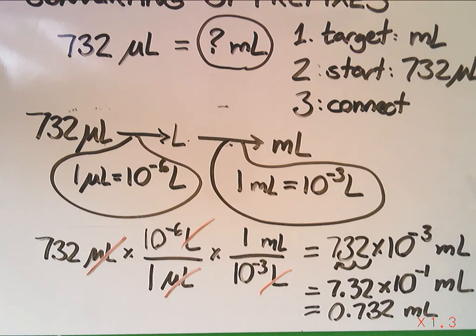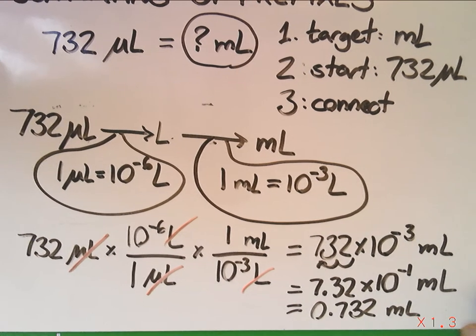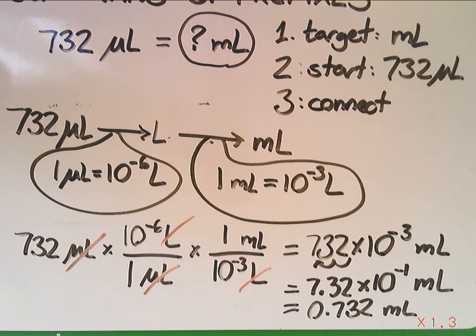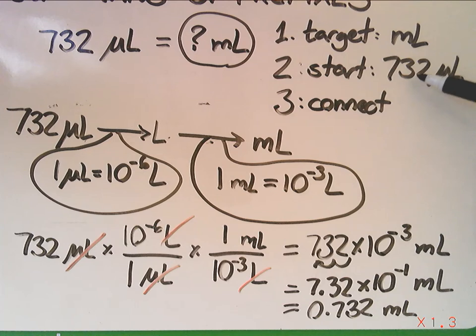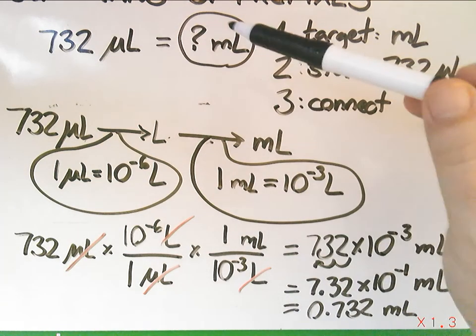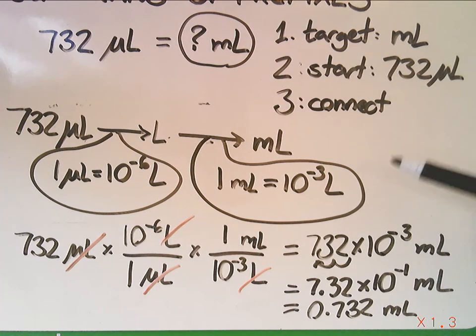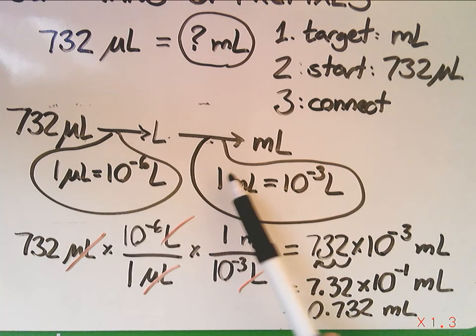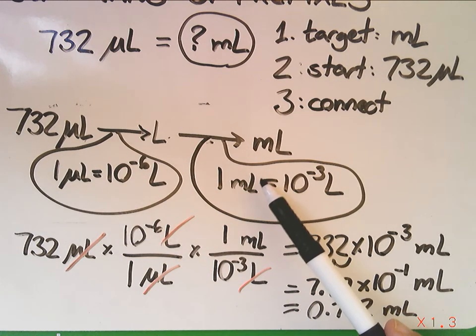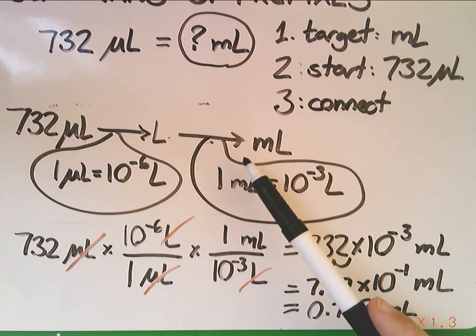So what I have here is really a 4-step procedure for converting units. And this applies not only to the SI prefixes, but to any set of units. So I pick out my target, milliliters in this case. I pick out what I'm starting from. 732 microliters is what I'm trying to turn into milliliters. Then I connect the start with the target with relationships until I have a continuous set of stepping stones from the start to the target.